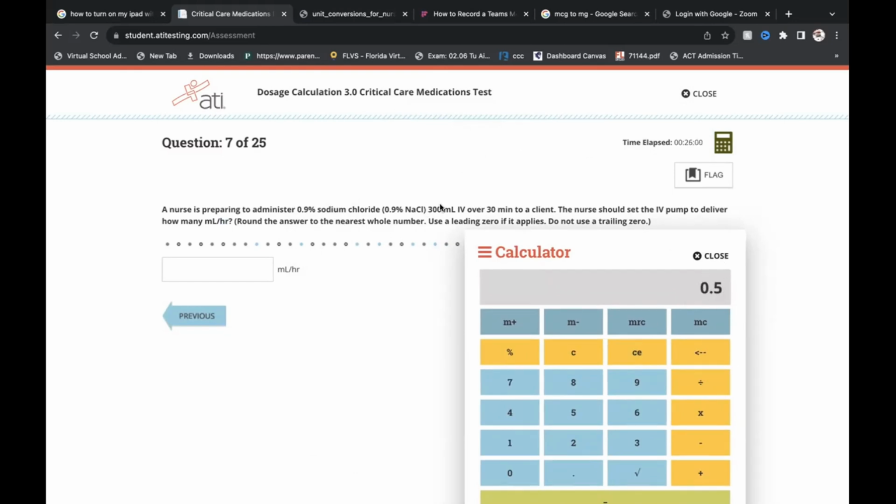So we need to do 300 milliliter over 0.5 hours, or 0.5 of an hour. 300 divided by 0.5 gives 600 milliliter per hour.